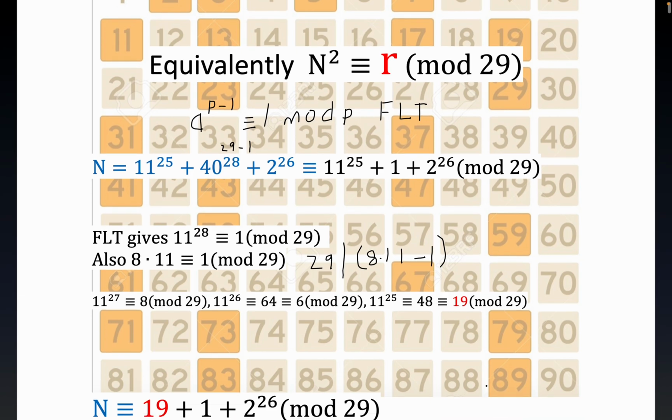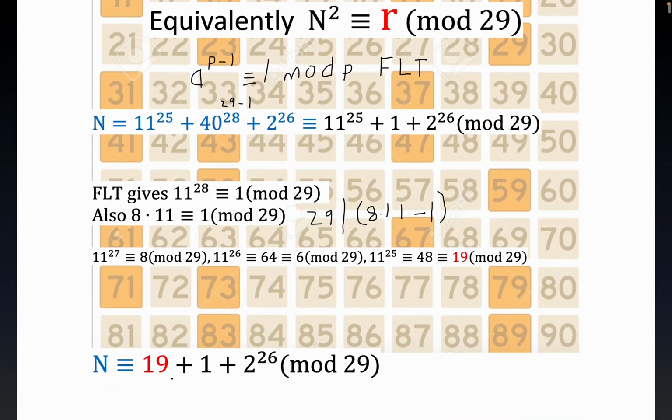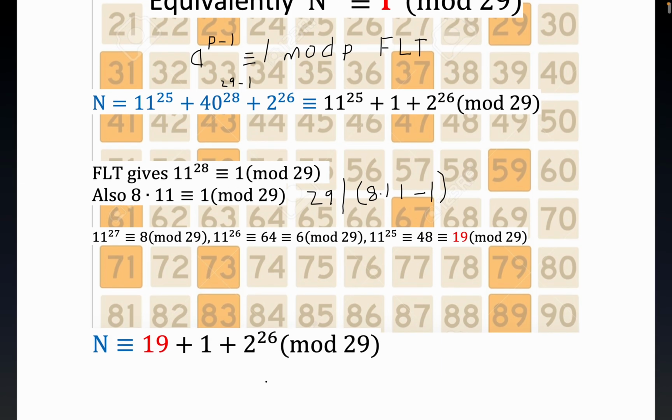But 48 minus 19 is 29, right? So you see, just like that, we've gotten it to this level where we have n is congruent to 19 plus 1. Then we have the 2 to the 26. Now, I'm going to go ahead and pencil that in the name of time.